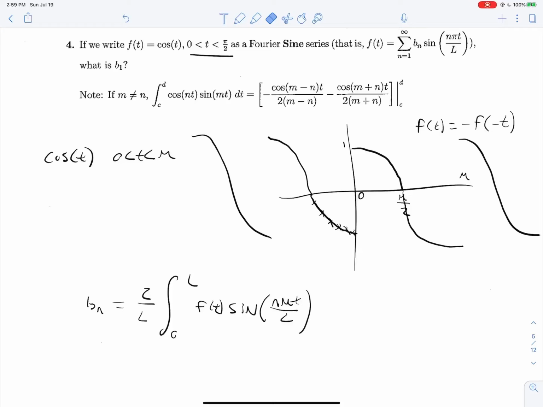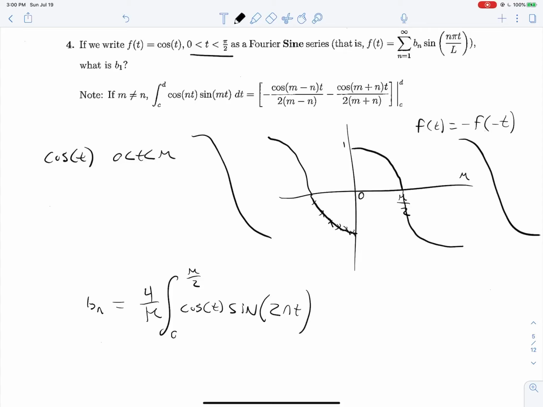There we go. Since L is pi over 2, we can replace all of our L's. We get 4 over pi here, pi over 2 right there, and we're going to get 2nt. And what can we replace our f of t with? Well, that's just going to be whatever our f of t is along the interval from 0 to pi over 2. And originally, we were just told that that's the cosine function. So we'll just put cosine of t in there.